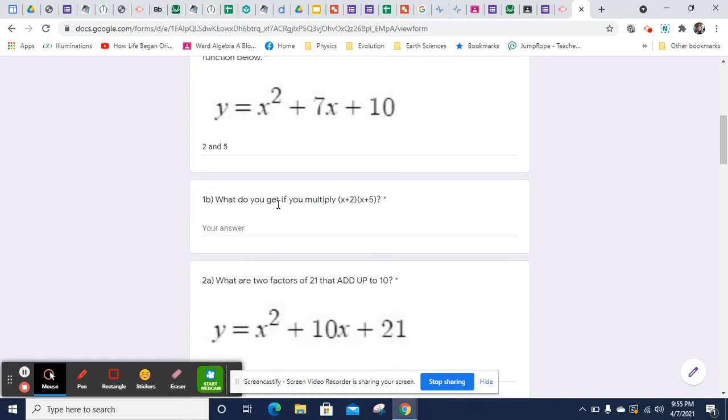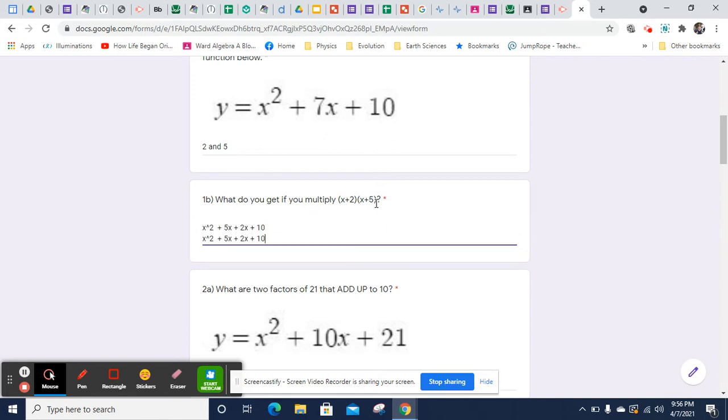Okay, and now what do we get if we multiply x plus 2 times x plus 5? Well, x times x is x squared, and 2 times 5 is going to be 10, so plus a 10 at the end. But then we've got to deal with the middle stuff. X times 5 is 5x, and 2 times x will be 2x. And now we take all of that. We can combine 5x and 2x, and we get 7x. And oh my goodness, it's the exact same thing we got here.